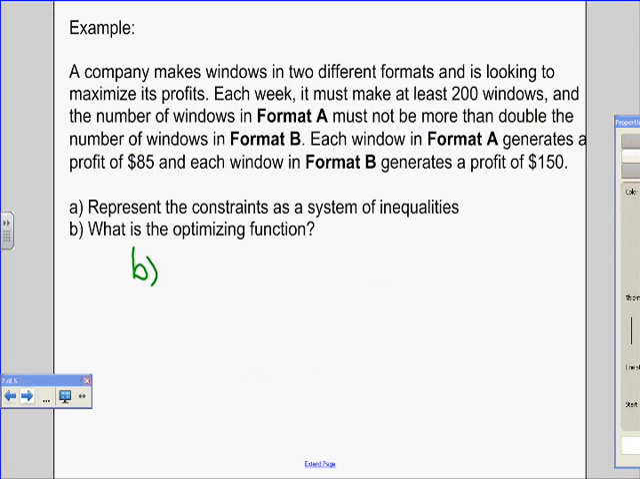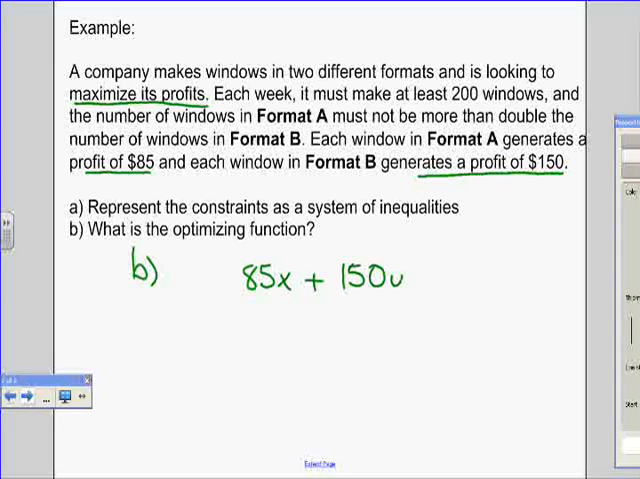So for this question, we're trying to maximize our profits. We're trying to make the most amount of money possible. And when we're asked to describe the optimizing function, we're trying to describe the function that will let us maximize our profits. So the information that we have here is that format A generates $85 in profit and format B generates $150. So if we wanted to write that as an expression, we would say this: $85 for every one of format A, and $150 for every one of our format B. That's our optimizing function. We can write it like this: our profit in dollars will be optimized by that function.